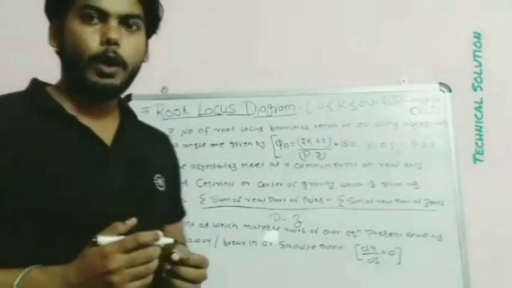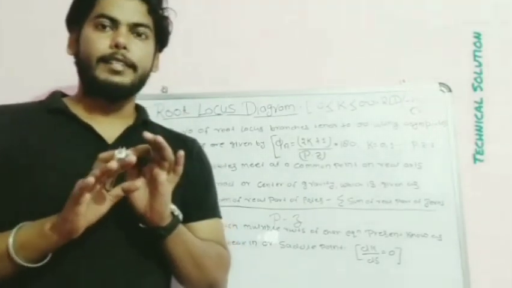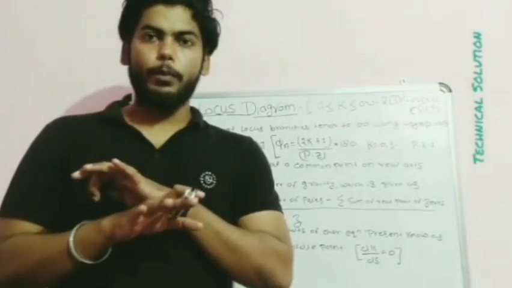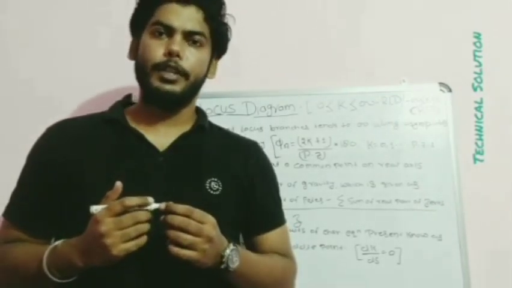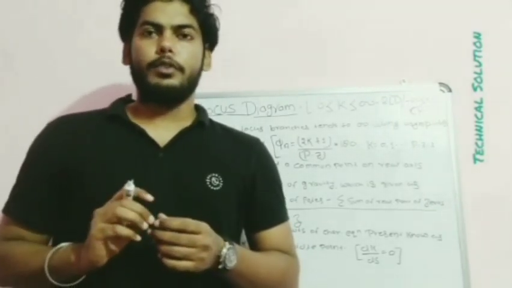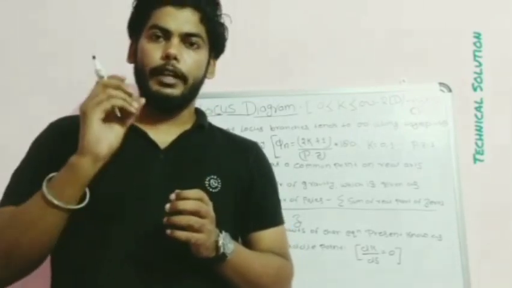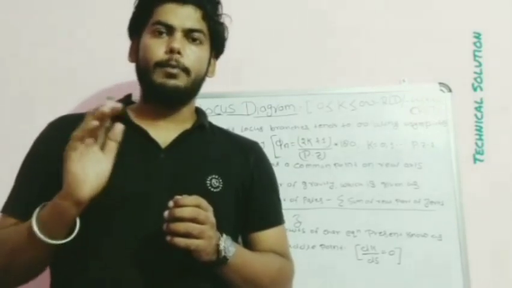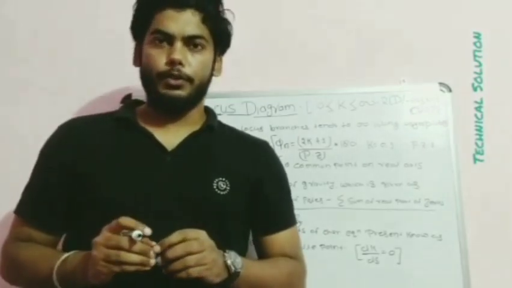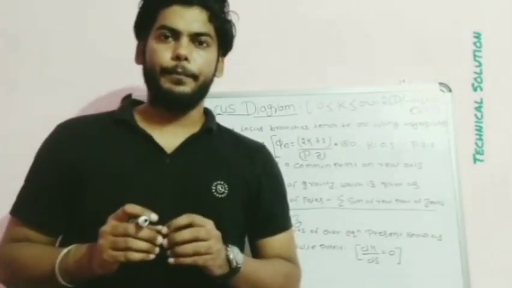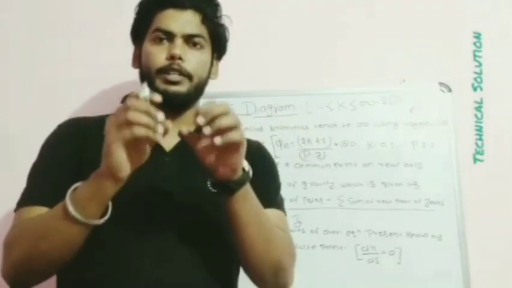Okay, the sixth point of the root locus diagram is that all the asymptotes meet at a common point on the real axis, named the centroid. The symbol of the centroid is sigma a. Sigma a is defined as the sum of the real parts of the poles minus the sum of the real parts of the zeros, upon the number of poles minus the number of zeros. The centroid is the point where all the asymptotes meet together.